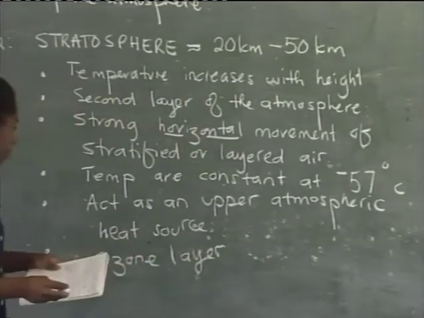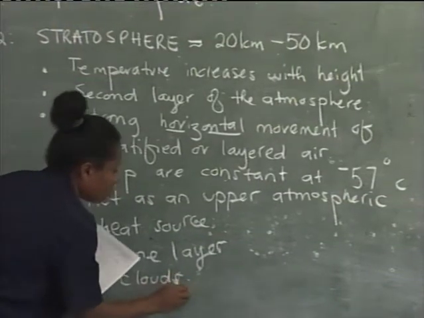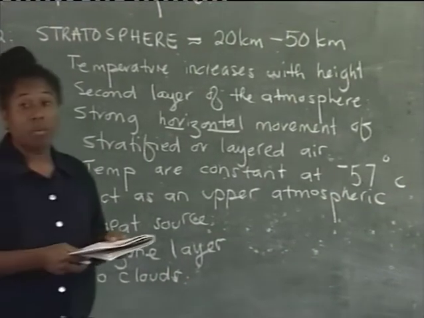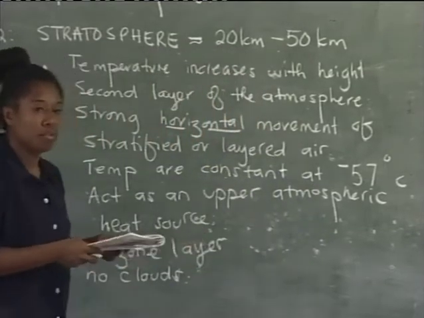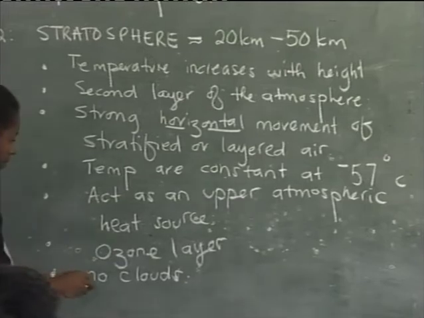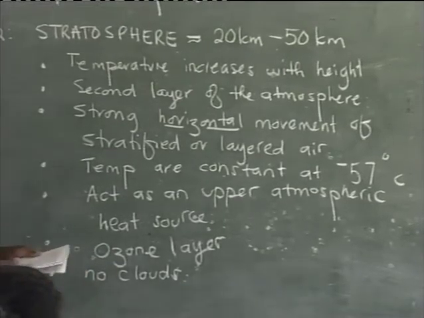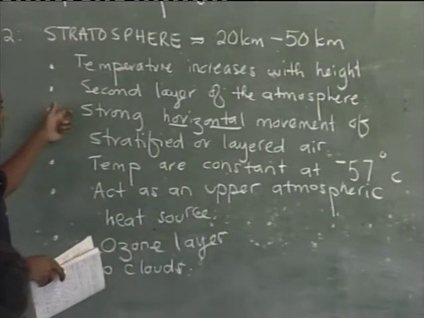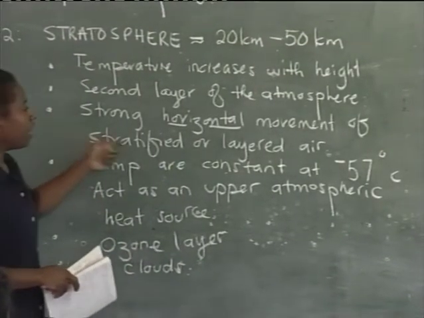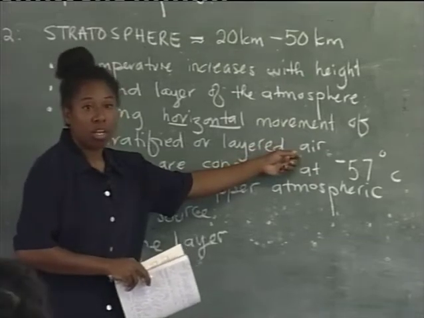Kiran? No clouds are found in this region. Okay, no clouds. Very good. We have all the cloud formation, etc., found within the troposphere. Within the stratosphere, no clouds are found or formed. Caleb? No vertical movement. Okay, very good. We have no vertical movement. We can also include here the strong horizontal movement of stratified or layered air. There is no vertical movement.